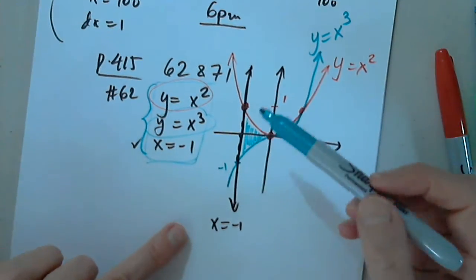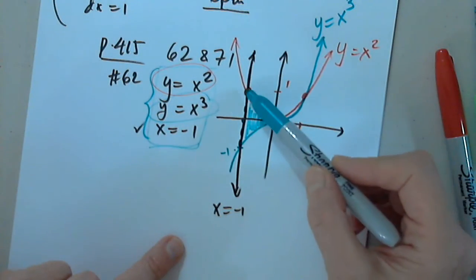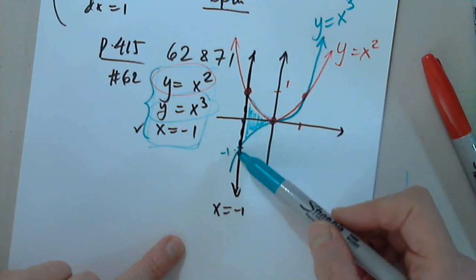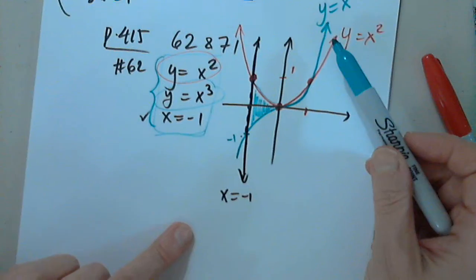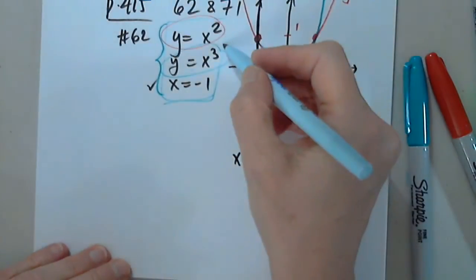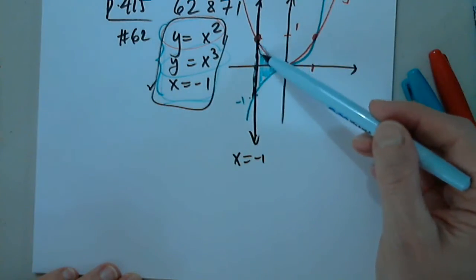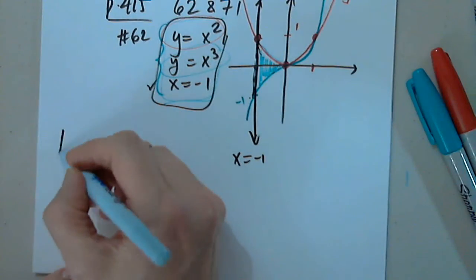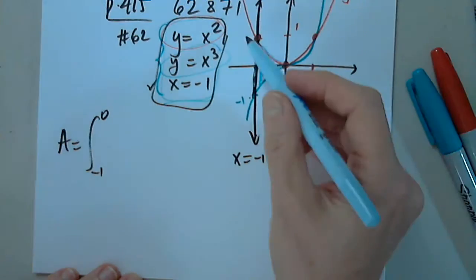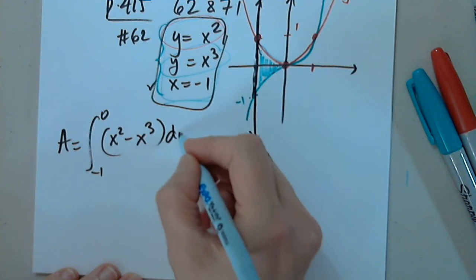Good. So we have to determine the area between -1 and 0 from the upper function, which is x squared, minus the lower function, which is x cubed. Because the area has to be enclosed by that. So the exact area is the integral from -1 to 0 of the upper function, x squared, minus the lower function, x cubed.